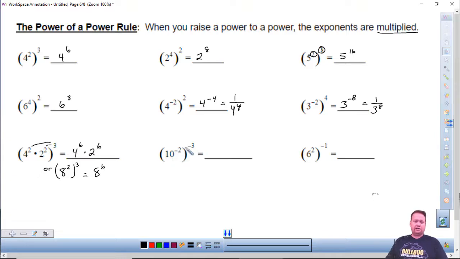On this problem here, you've got a negative times a negative. That's going to be a positive. That's going to give you 10 to the 6th. That'll be pretty easy to expand out. If I wanted to, it'd be a 1 with 6 zeros. That'd be worth 1,000,000. And this one over here, 6, and then 2 times negative 1 is a negative 2, but we're not going to leave it with a negative exponent. We'll write it as 1 over 6 squared.